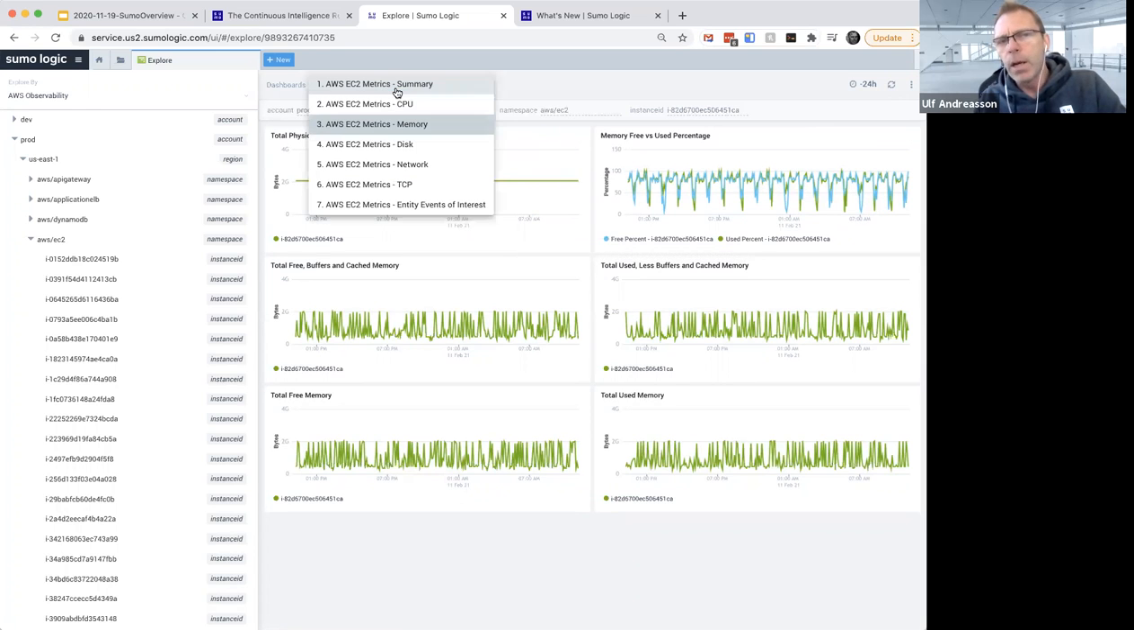Or it may be I'm interested more in the network side or the CPU or whatever it may be, right? So there's a multitude of different things I can look at very easily, just pivoting around from different entities to different data sources. Now, that's one thing, but an EC2 is something that everyone has.